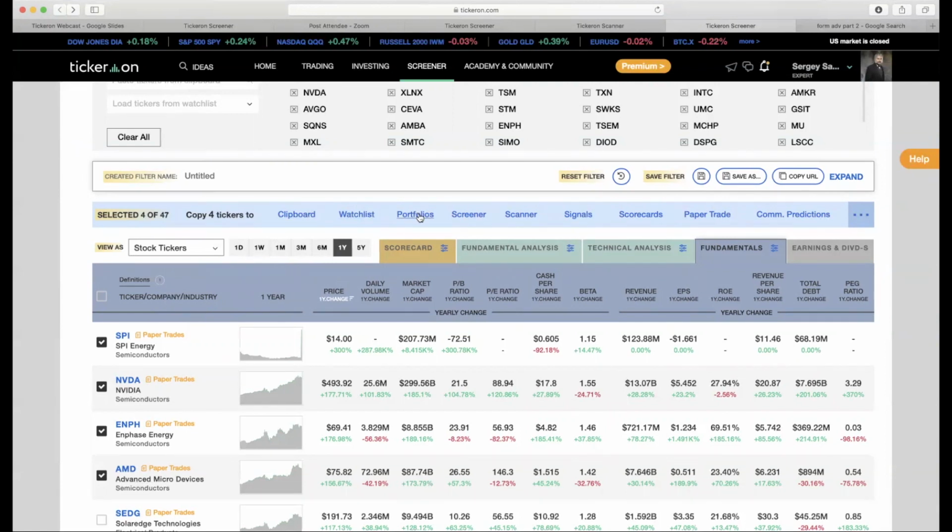We can add them to our portfolio if we think, hey, these are great stocks, I want to add them to my portfolio. We can look at them in the screener, which is what we're doing now. We look at them in the scanner, which is what we did earlier. We could set up signals for them. We go to the scorecard, or we could paper trade them.